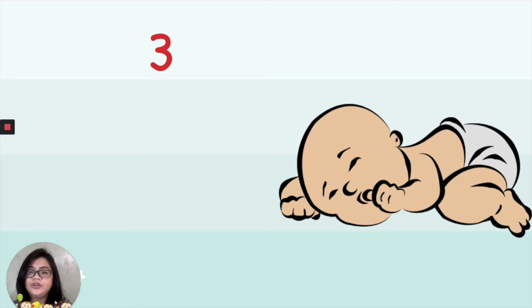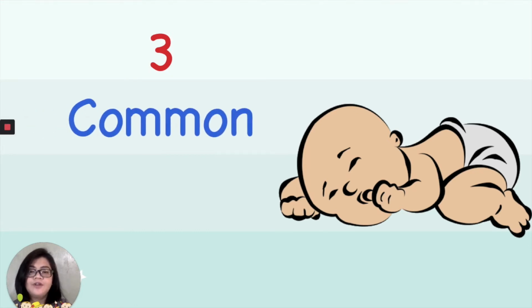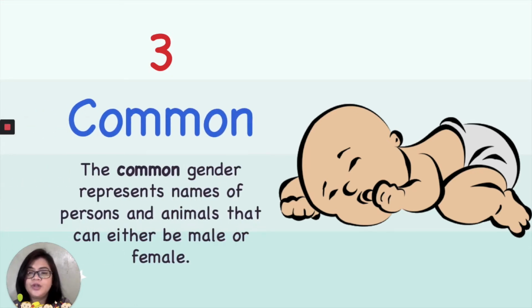For our third gender, we have common. The common gender represents names of persons and animals that can either be male or female. So when you look at the picture here, we have a picture of a baby. So this baby can either be a male or female, and we are not sure which gender this baby has. So if we are not sure, then we can classify it as a common gender.